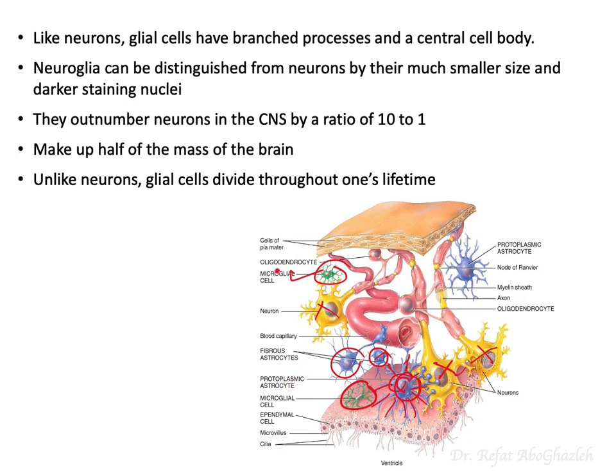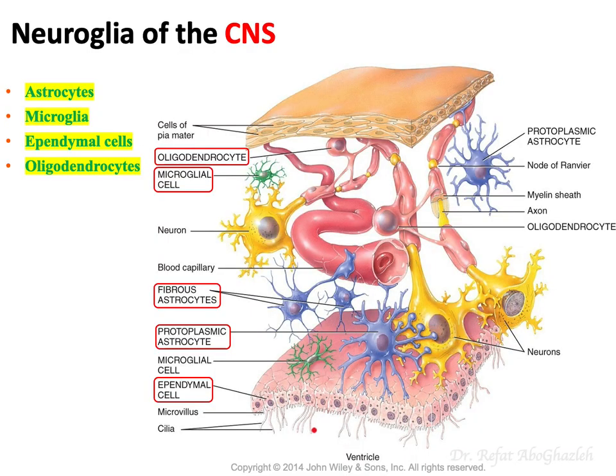So they are supporting the neurons. They have many functions. They can divide and multiply. They have branches, but they are smaller in size and larger in number. They outnumber the neurons in a ratio of 10 to 1. That means you have 10 glia cells compared to one neuron, so the ratio is 10 to 1, glia to neuron. That means they make up half of the mass of the brain in general, and they have the ability to divide throughout one's lifetime. So that was in general.